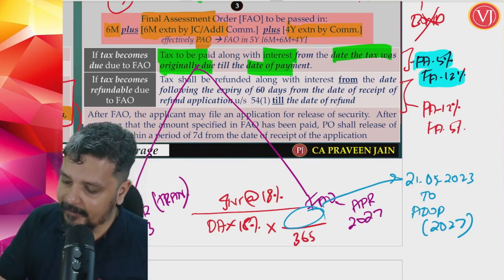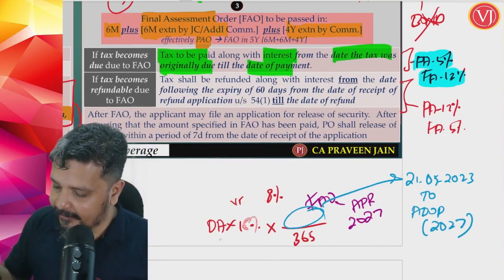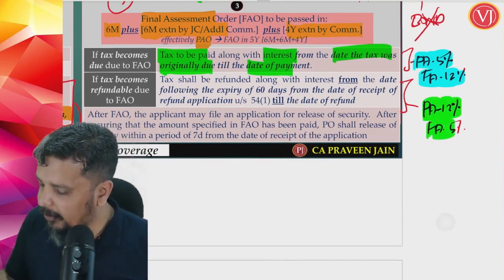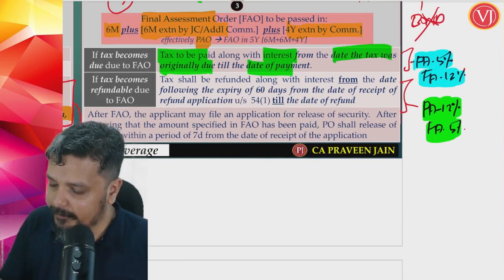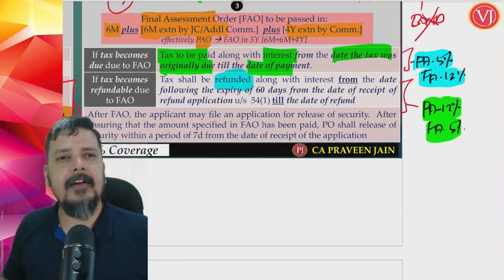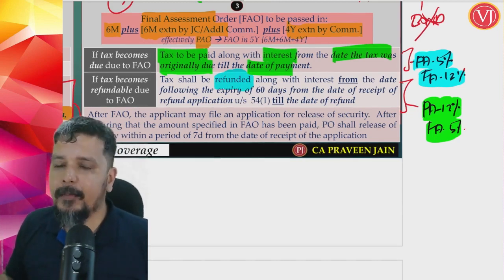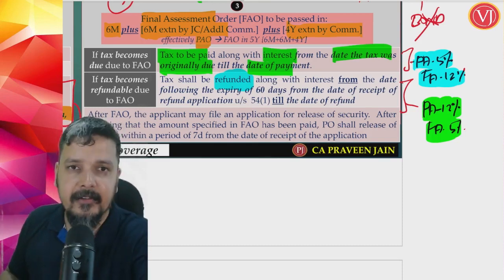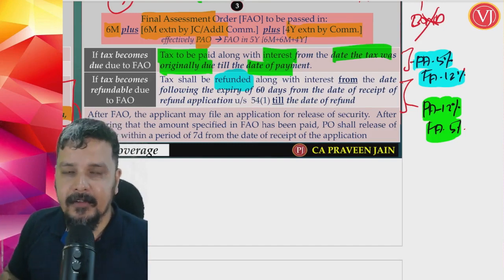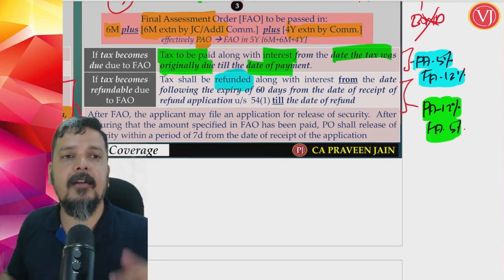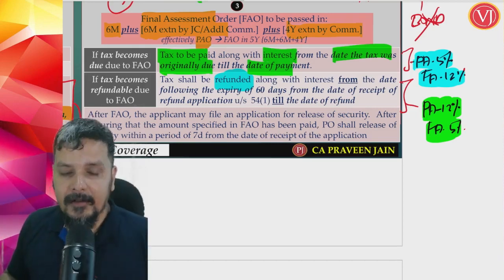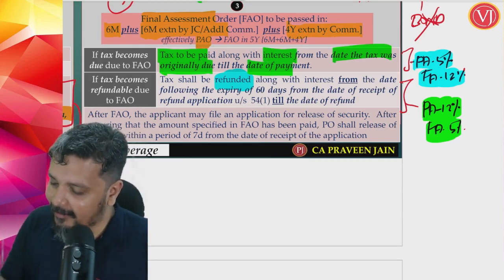But what if it is the other case? It was a case of refund. You have paid 12, but you have to pay 5. Now you are going to get a refund. Refund is always subject to the doctrine of unjust enrichment, which means that you should not have passed on the burden. If you pass on the burden, you will not get the refund in your pocket. They will take it in the consumer welfare fund. If you want to get the refund in your pocket, make sure that the burden was not passed, or if it was passed, you reverse the burden.